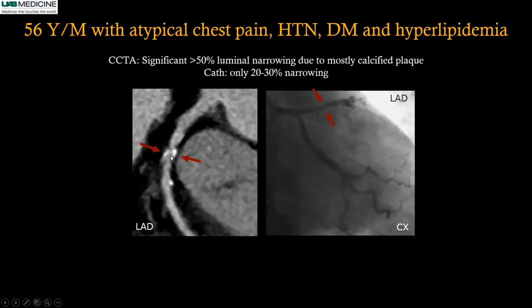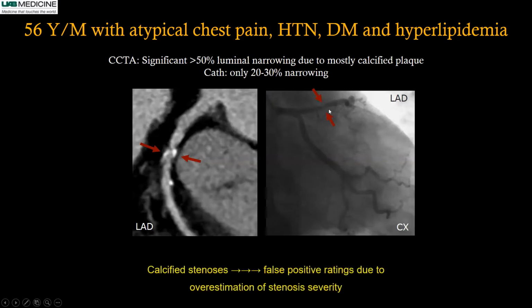So we raised the suspicion that this probably is significant narrowing, more than 50%. But the patient was taken to cath, and you can see there is not much stenosis here. His stenosis was around 20 to 30%. So calcified plaques can still give rise to false positive findings due to overestimation of stenosis. So we have to be very, very careful about this finding.